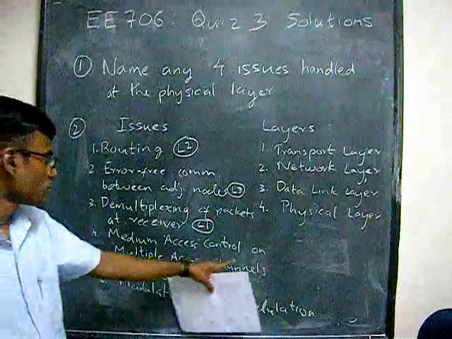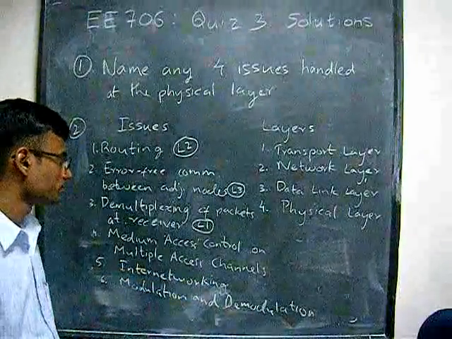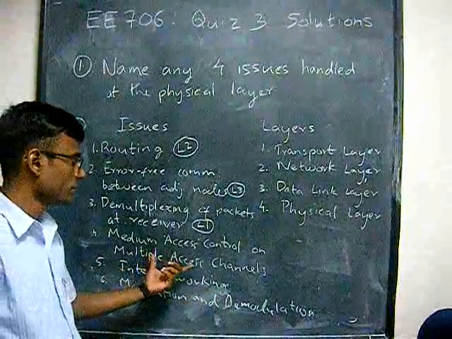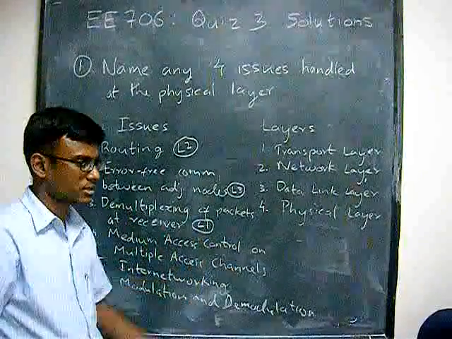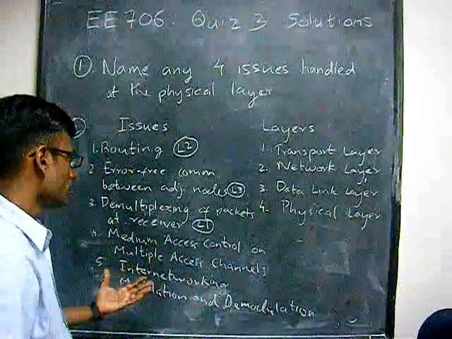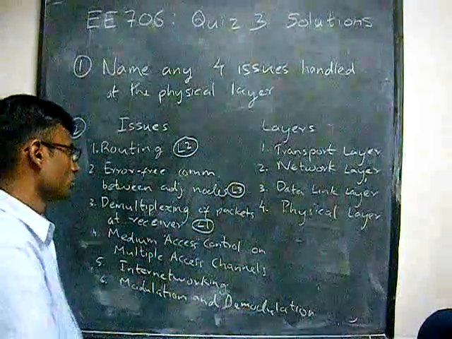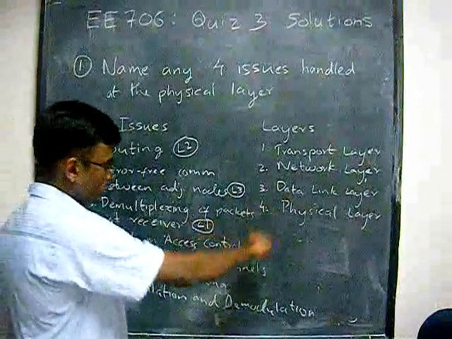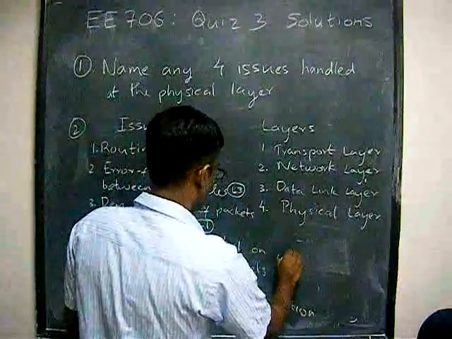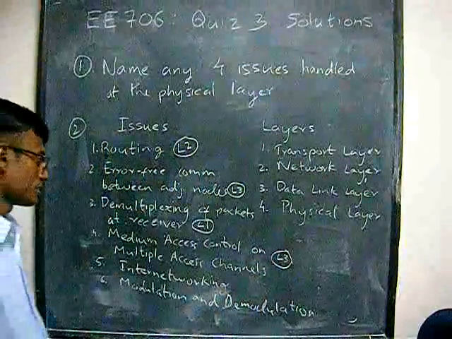Then medium access control on multiple access channels. Multiple access channels again have to do with adjacent nodes. If a node is connected to its adjacent node using a multiple access channel, then it is usually the data link layer's responsibility to get the packet across. So medium access control is also the responsibility of the data link layer. There is a sublayer called the MAC layer which does that.